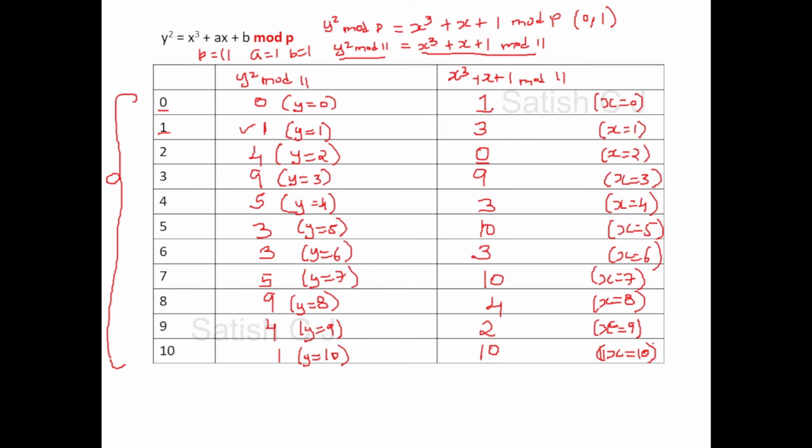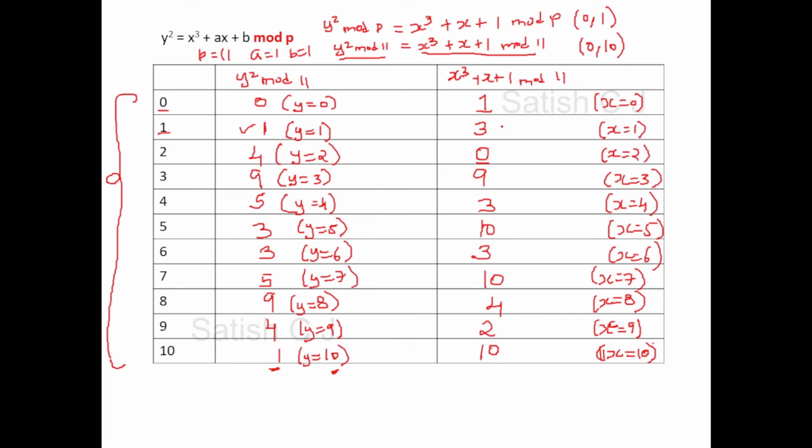X cube plus x plus 1 mod 11 is 1 here. Y square mod 11 is 1 here. So we can very well say when y is equal to 1 and x is equal to 0, y square mod 11 will be equivalent to x cube plus x plus 1 mod 11. So is there a match again here? Yes. When you take a look at this side, you have another 1 here. So we found our next point, that is when x is equal to 0, and what is the value of y here? Y is equivalent to 10. You're going to have y square mod 11 to be equivalent to x cube plus x plus 1 mod 11.